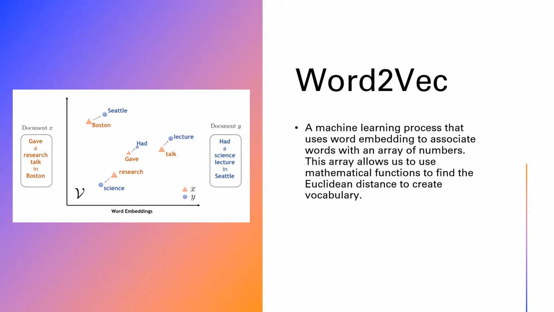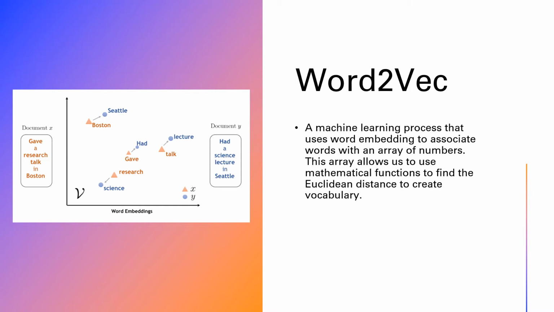Okay, a standard baseline method of sentiment analysis is creating a word vector that describes each instance through the presence of a word or the frequency of a word. One of the well-known methods is word2vec. Word2vec is a machine learning process that uses word embedding to associate words with an array of numbers. This array allows us to use mathematical functions to find the Euclidean distance to create a vocabulary.